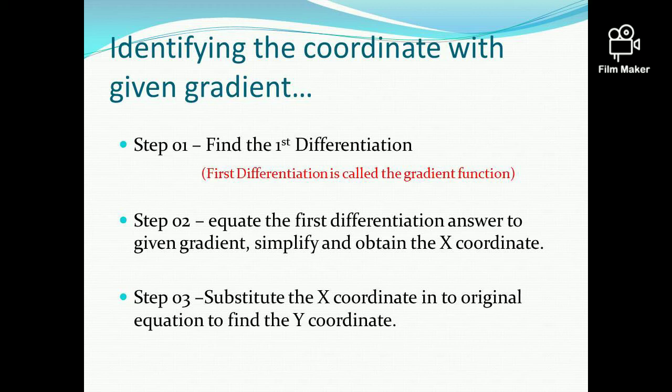Step 1. As usual, the gradient is involved with the differentiation. Find the first differentiation. That means you need to differentiate the original function only once. Step 2 is to equate the first differentiation answer to the given gradient. That gives you the x coordinate of the specific point. Now we know the x coordinate of the point with the given gradient. If you want to find the y coordinate, you need to substitute this x coordinate into the original equation.